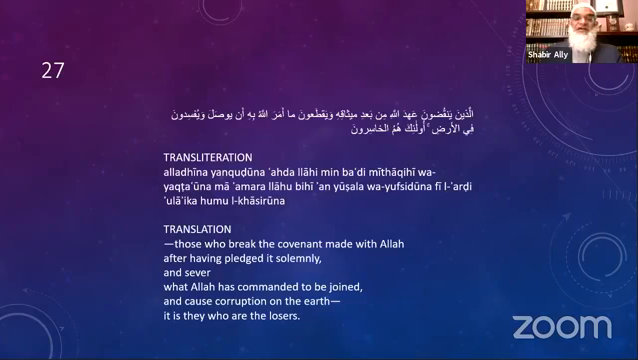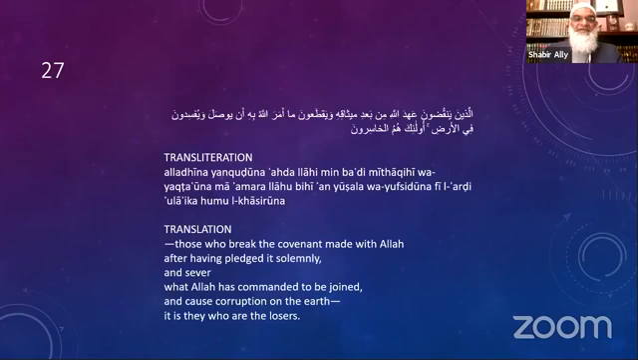Let me look at the English transliteration. Alladhina yanqudoona ahdallahi min ba'd. So instead of min ba'di, I'm saying mim ba'di. This is another rule. That when the noon, not the noon of tanween this time, the regular noon, min ba'di, is followed by a ba, we assimilate the noon sound into the ba. So mim ba'di mithaqihi wa yaqta'una ma amara Allahu bihi an yusala wa yufsiduna fil ard. Ulaika humul khasirun. And again, I drop the A at the end, the last short vowel, when I'm stopping.